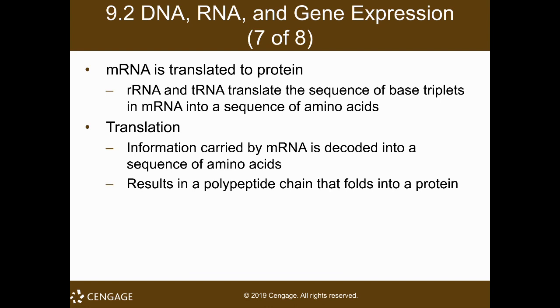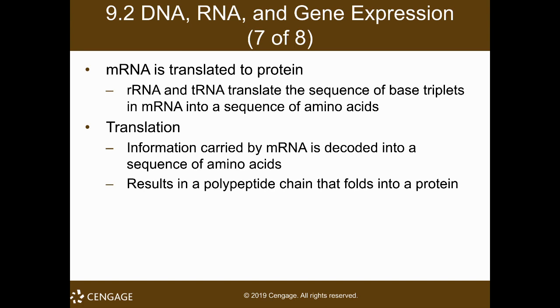Now, in your gene expression, you have mRNA. mRNA is translated to protein. As its role is the messenger, it copies information from the DNA, and then that information is translated to protein. So you have rRNA and tRNA to help translate the sequence of base triplets in mRNA into a sequence of amino acids. The base triplets, we call them codons. In the translation step, the information carried by your mRNA is decoded into a sequence of amino acids. This results in a polypeptide chain that folds into protein.